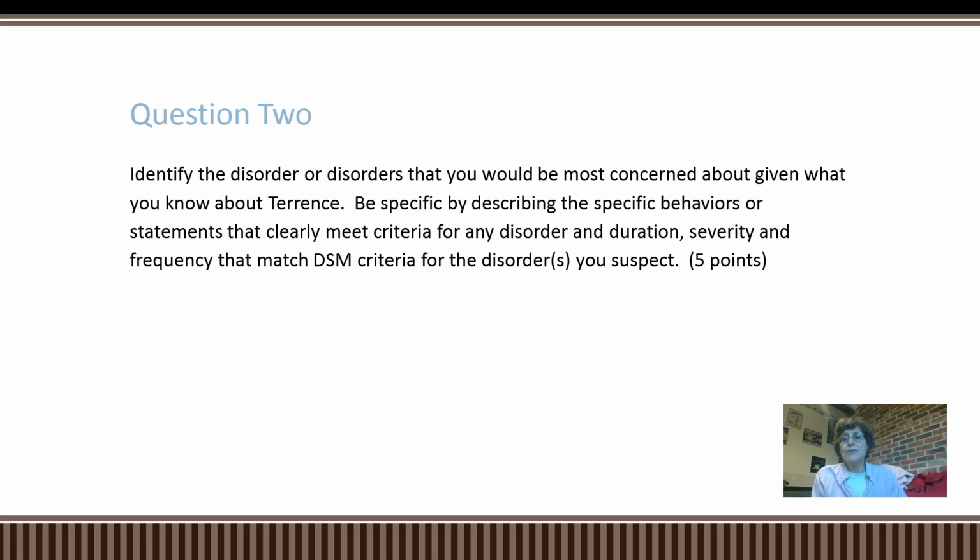Identify the disorder or disorders that you would be most concerned about, given what you know about Terrence in this case, and then be very specific about how you would come up with the diagnosis, or reject the diagnosis, or rule out a diagnosis. So you need to review the criteria for any disorder that you're considering. And for each of the criteria that you think the child meets, you need to identify that criterion and then match the behavior or mood or emotion or interaction that you see the child engaging in that is evidence that that child meets that criterion.